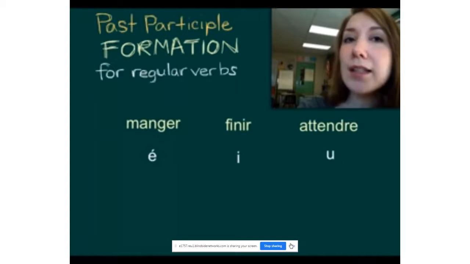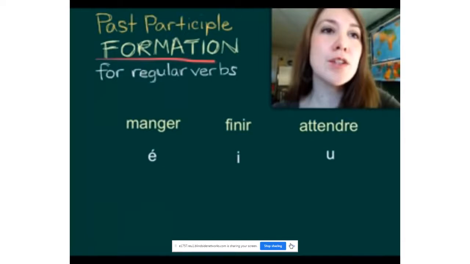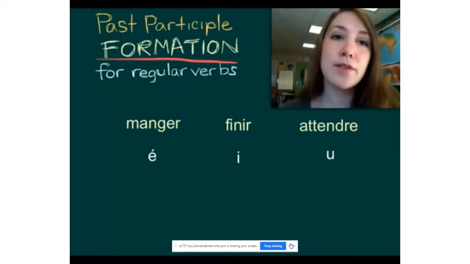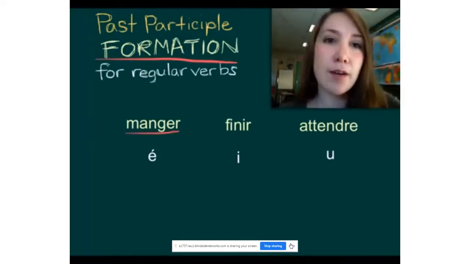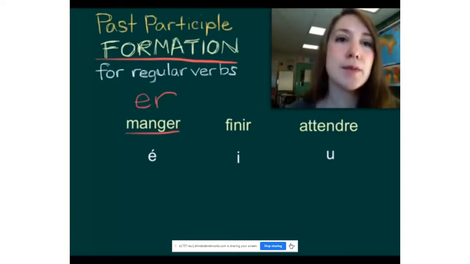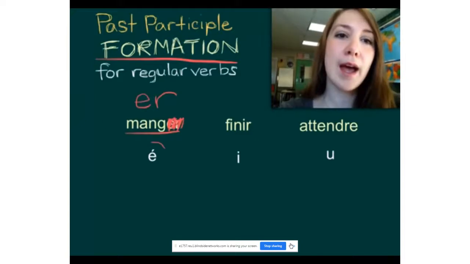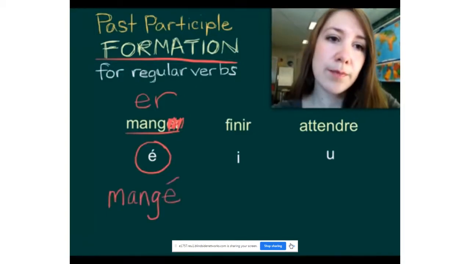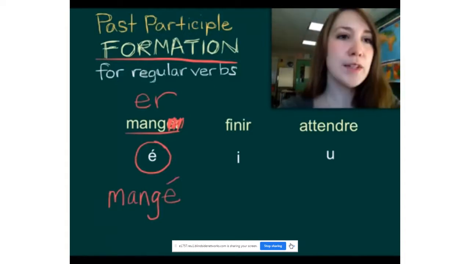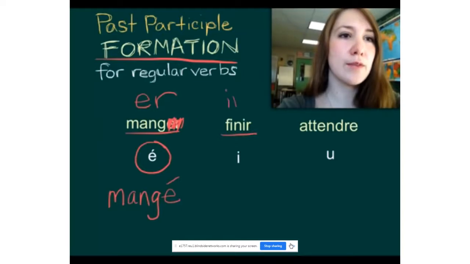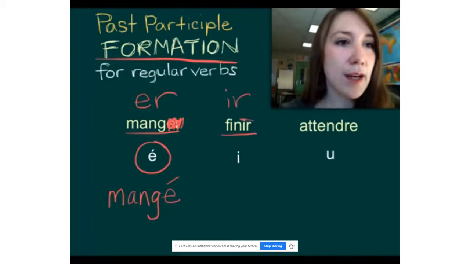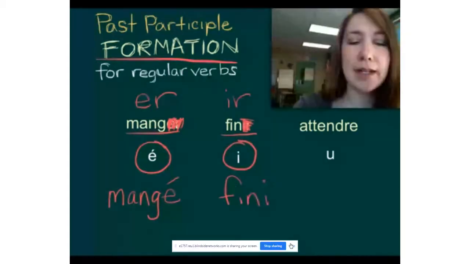Great, so now we have conjugated our helping verb avoir. The next thing we'll look at is the formation of our past participle for regular verbs. So the past participle is like the word eaten, I have eaten. Let's take a look at the verb manger, to eat. Manger is a regular ER verb. For regular ER verbs, we take off the ER ending and add é, so we get mangé, eaten. Now, for finir, which is an IR verb, we do a very similar thing. We take off the IR ending. If we wanted to say I have finished, we would say fini. And this fini means finished.